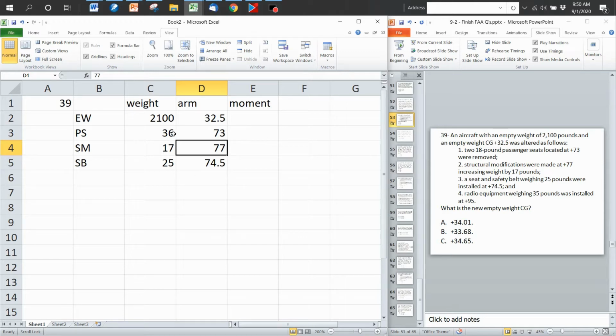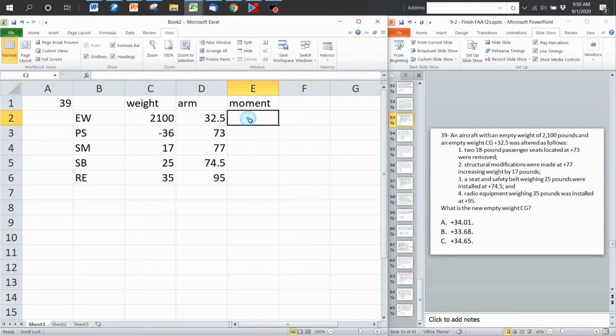And if anybody was paying attention, you'll notice that the 36-pound seats were removed, weren't they? And I put that they were added. So we need to put that as a minus 36 pounds for that. All right, back to our seat belt. The last thing we have is our radio equipment, and our radio equipment is added, and it's weighing 35 pounds, and it's put in at 95.